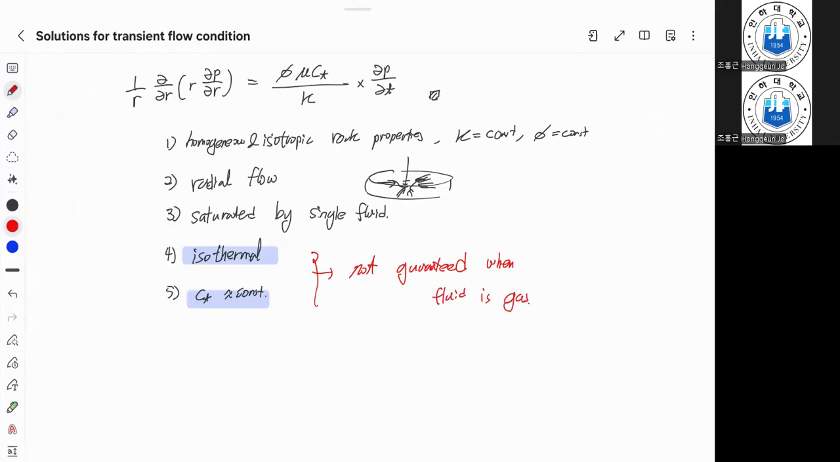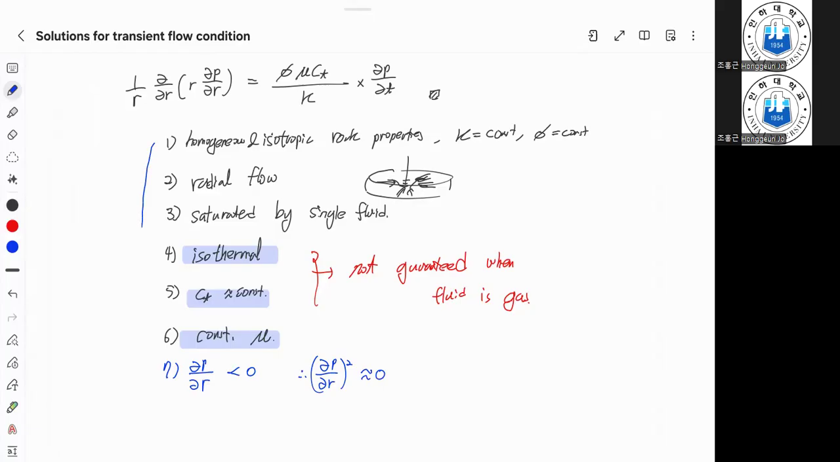And we also need a further assumption, which is the constant viscosity. So viscosity is also assumed to be constant. Again, this may not be true when it comes to the gas state. And then the last assumption that we need is that partial P over partial R is small, so partial P over partial R squared is negligible. So we needed this last assumption to get this simplified form of the partial differential equation.